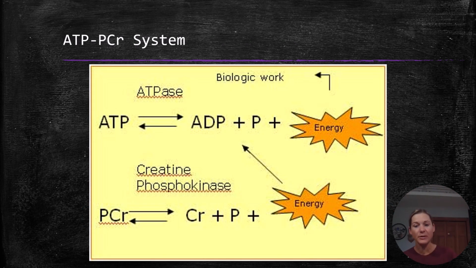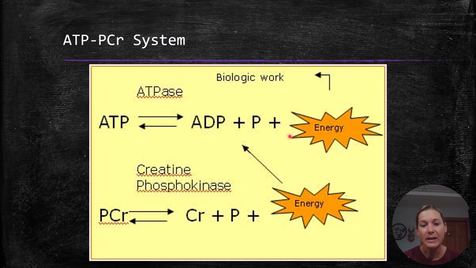Okay, so when we think about that first energy system, the ATP-PCr system, or the ATP creatine phosphate system, this kind of shows us what it looks like. And this is our most simplistic system of our energy options. Basically, that first step that I talked about: the ATP is going to be broken down into ADP and a phosphate, and the breaking of that bond is what allows us to liberate energy.